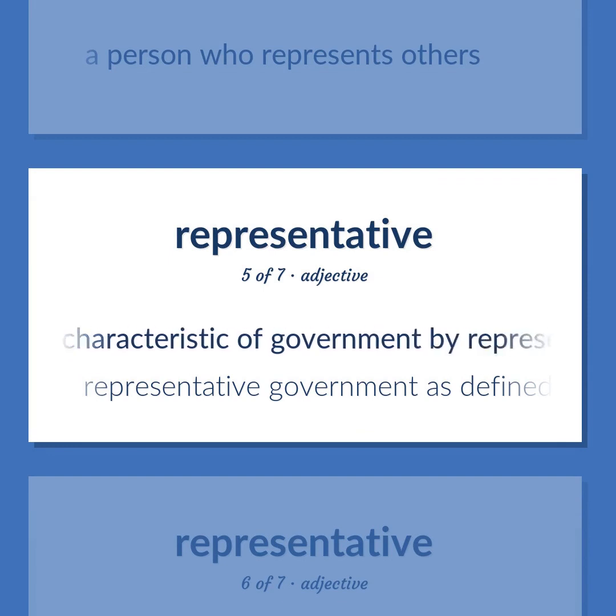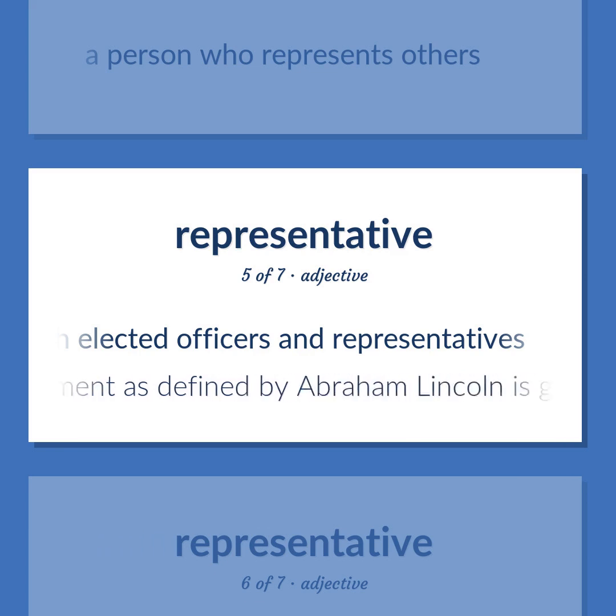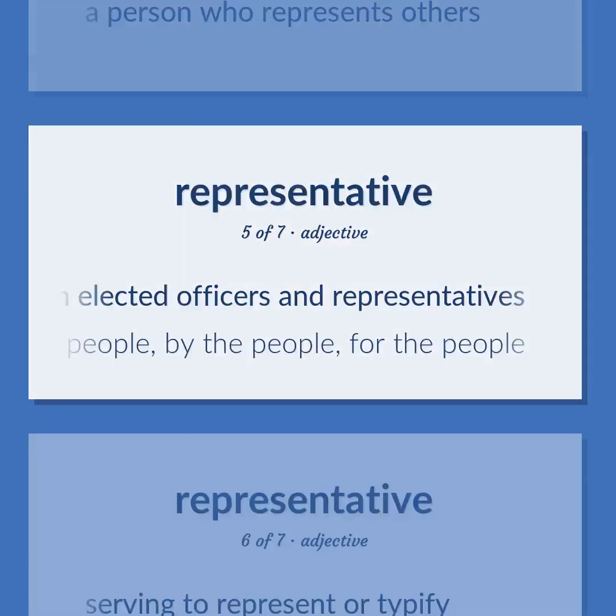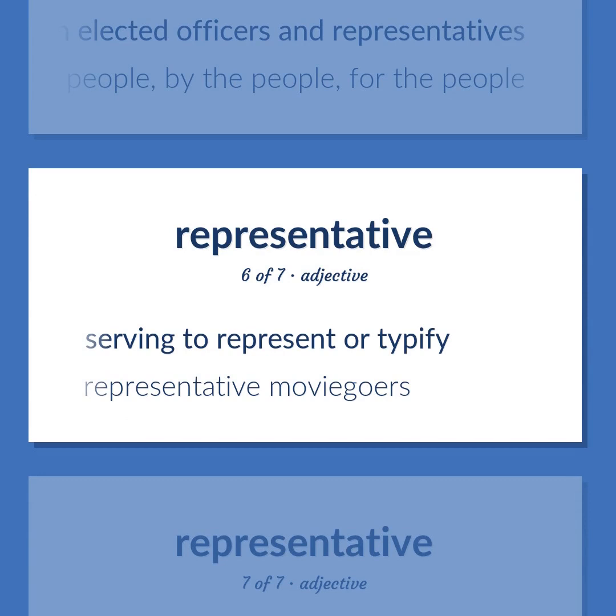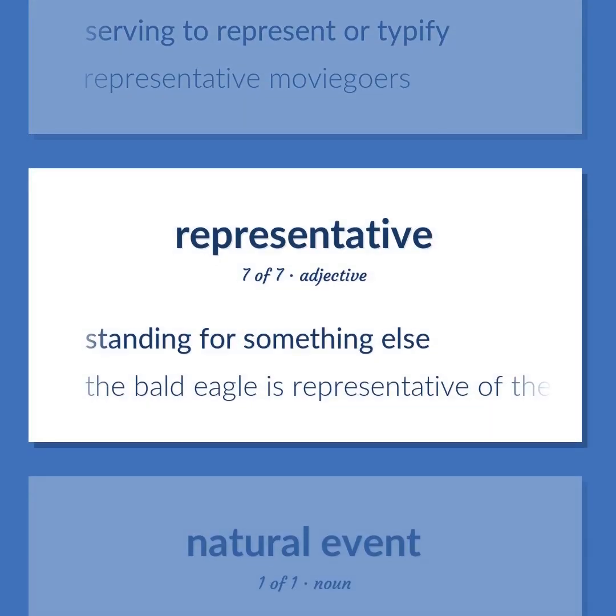Being or characteristic of government by representation in which citizens exercise power through elected officers and representatives. Representative government is defined by Abraham Lincoln as government of the people, by the people, for the people. Serving to represent or typify. Representative moviegoers. Standing for something else. The bald eagle is representative of the United States.